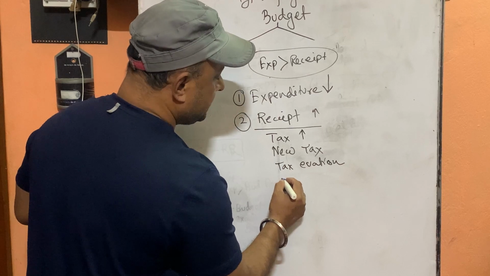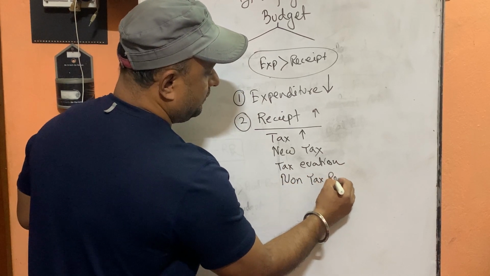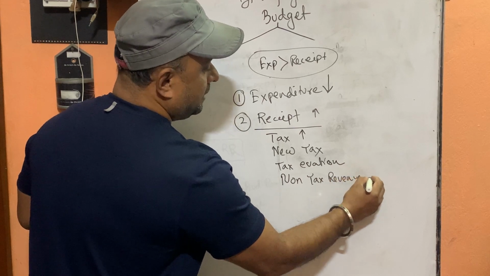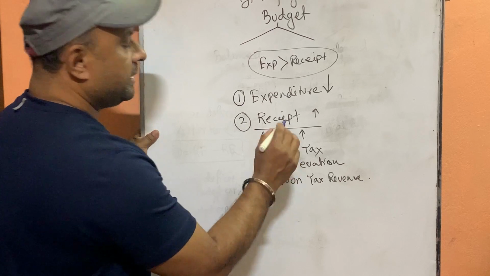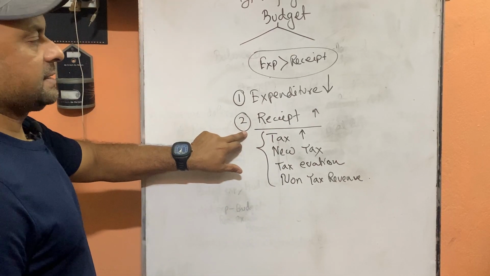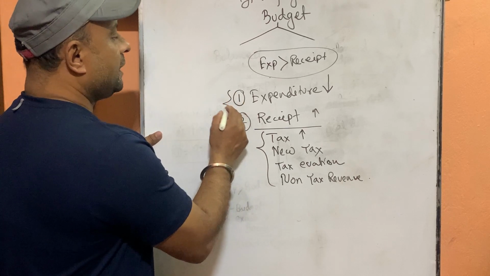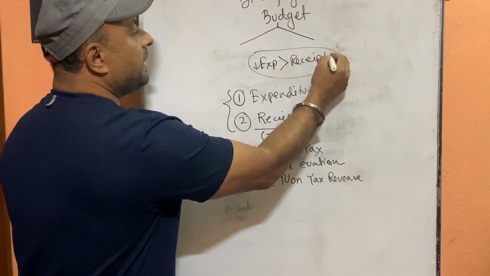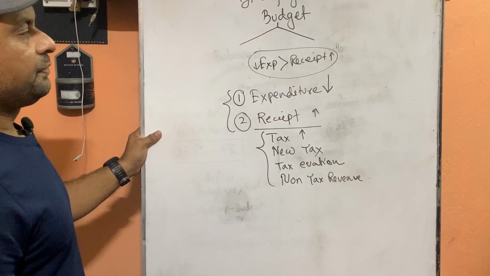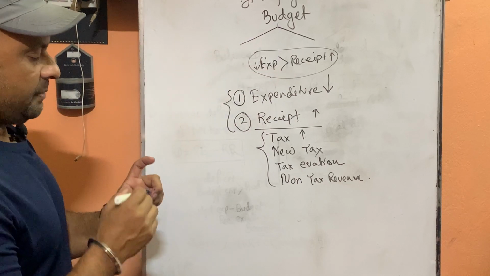Government can increase various non-tax revenue, like fees, fines, like that. That way also government can increase the collection of receipts. So these are the two ways through which we can either reduce the expenditure or increase the receipt. By this we can overcome the situation of deficit of the budget.